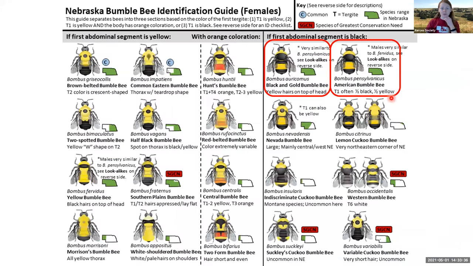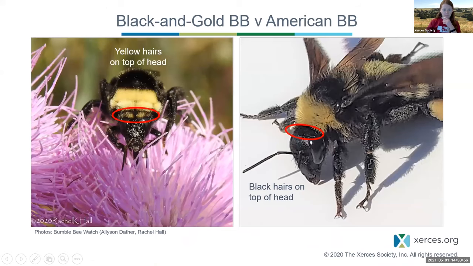And two species that we want to go over that you really need good photos of are our lookalike species. And Doug kind of touched on this, but the American bumblebee and the black and gold bumblebee. To tell these apart, we need to be able to see the hairs on the color of the head. So the black and gold bumblebee has yellow hairs on top of the head, and the American bumblebee has black hairs.